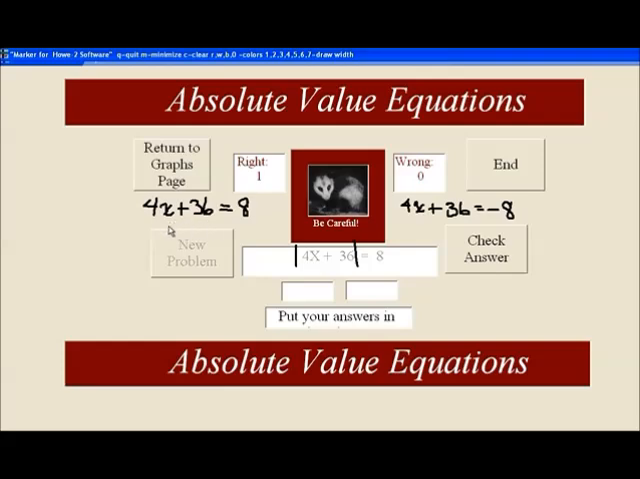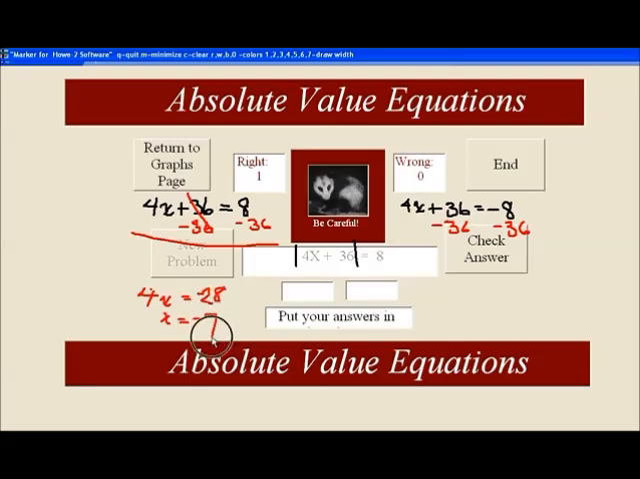So in both cases, I usually like to work these together because the steps are so similar. We need to subtract 36 from both sides of this equation. And we need to subtract 36 from both sides of this equation. And this will kill this off, and we get 4x is equal to, and it looks like it's negative 28, and x is negative 7.